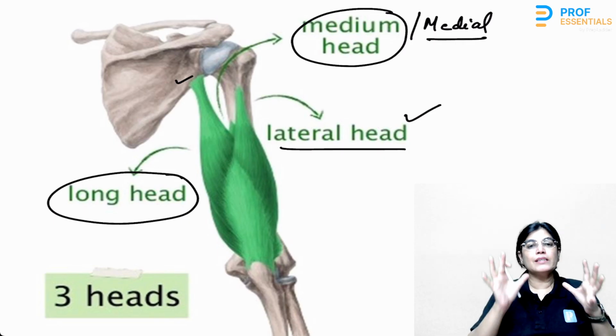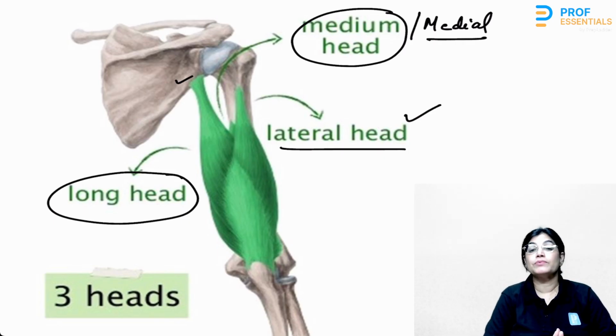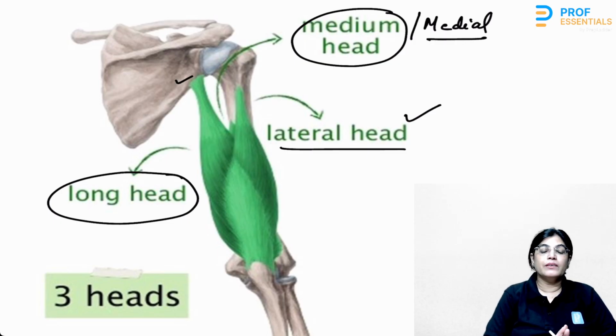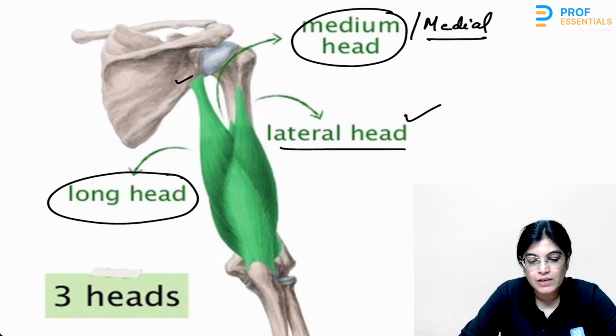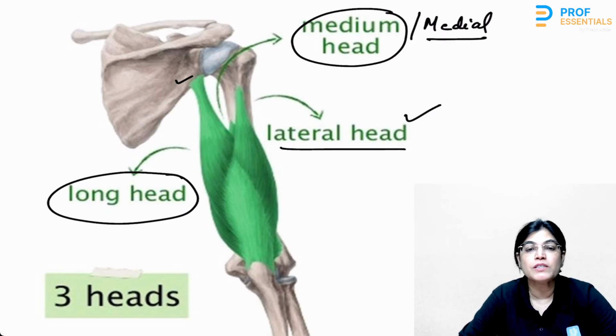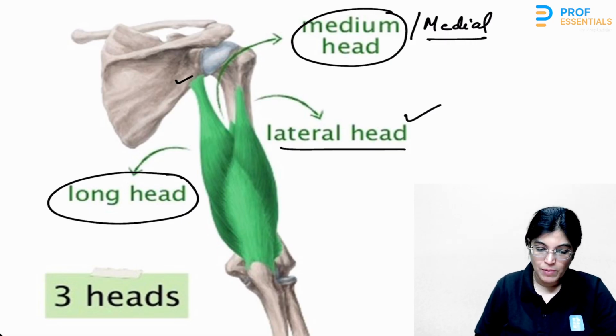So that means the three heads have origin from different areas. Long head from the infraglenoid tubercle of scapula, and the lateral and medial heads from the posterior surface of the humerus shaft. The lateral head is from the posterior surface above the spiral groove, and the medial head from the posterior aspect of the shaft of humerus below the spiral groove. So this is about its origin.